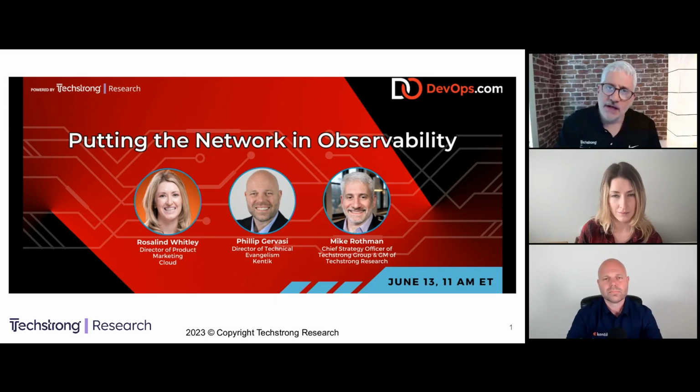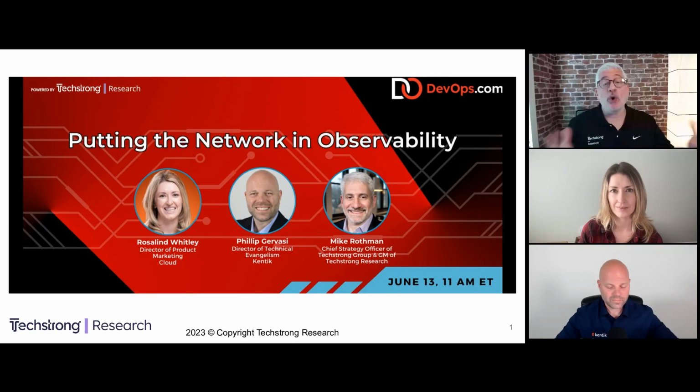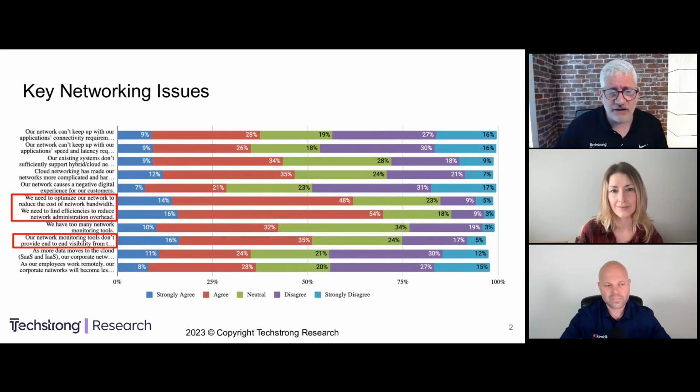So what we did with our pals at Kentik was survey a whole mess of you folks. We ended up with well over 500 responses. We asked a whole bunch of different questions to get at why folks are thinking about network observability. What is it that they need, and what are the top use cases? So let me show you that. It's a little bit of an eye chart. There's a lot of numbers here.